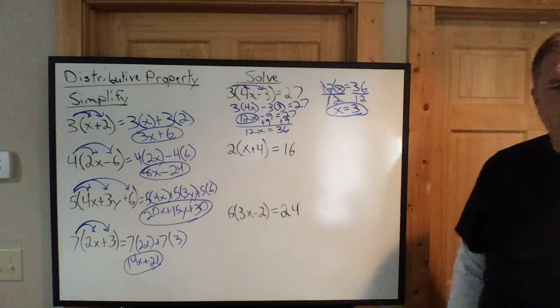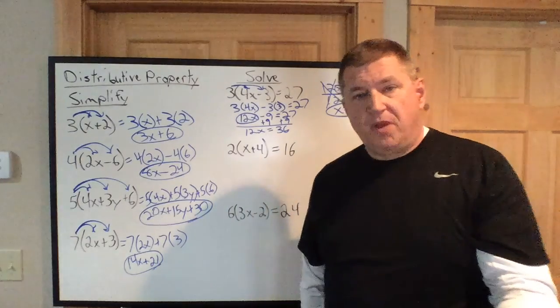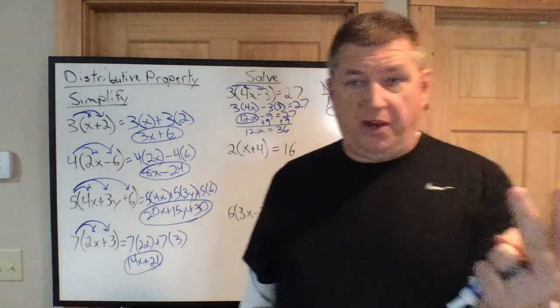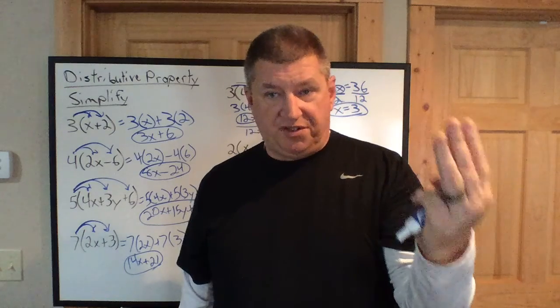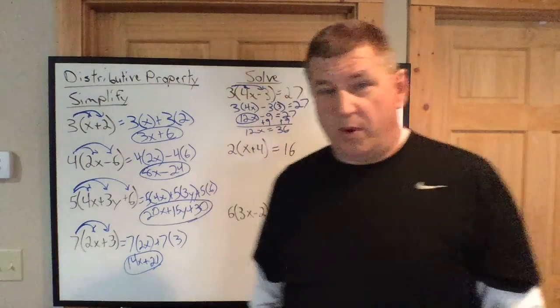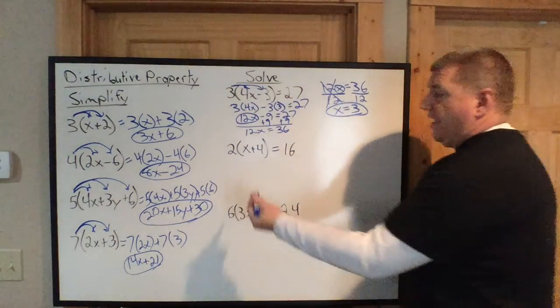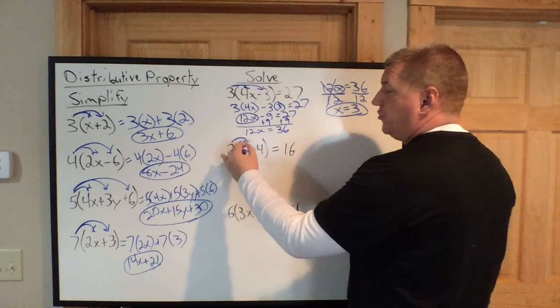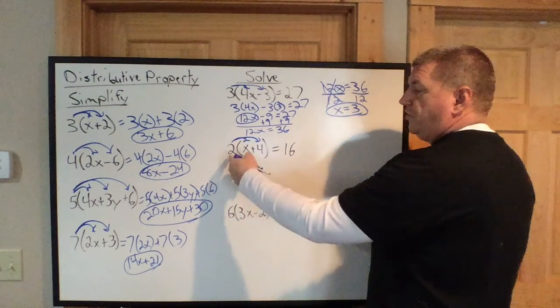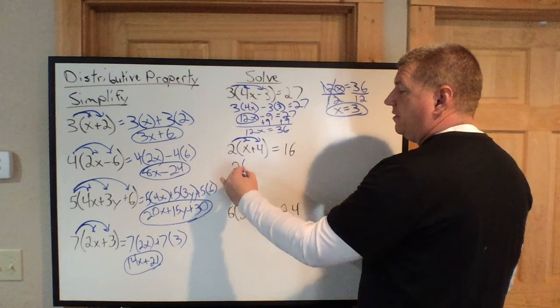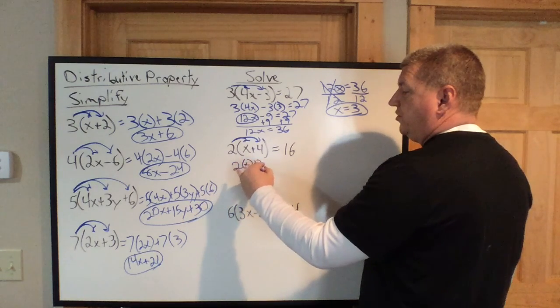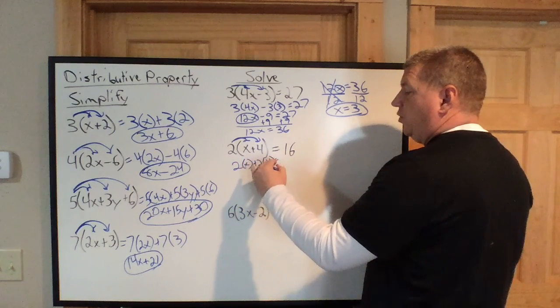Okay, so we used our distributive property, then we isolate the term with the variable in it, and then we isolate the variable itself. Those are our 3 steps as we work our way towards it. So again, looking at our next example, we're going to distribute the 2 first. 2 times x plus the 2 times the 4 equals the 16.